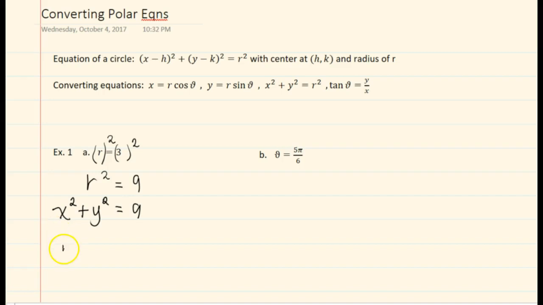This equation looks like the equation of a circle where the center of the circle is at the origin and the radius of the circle is 3. Therefore, we can conclude that r = 3 is a circle with a radius of 3 whose center is at the pole. And we can see this on the graphing calculator when we graph r = 3 in polar mode.